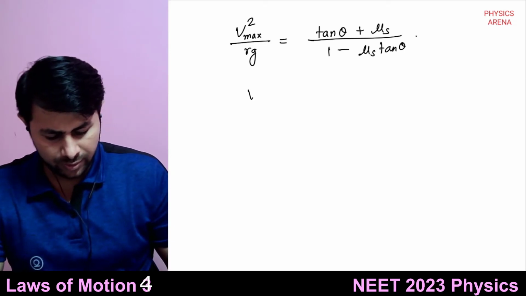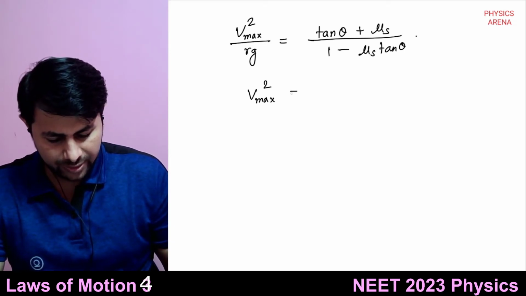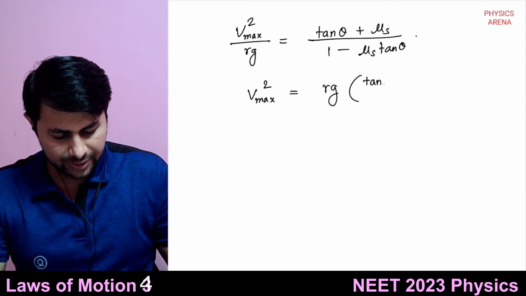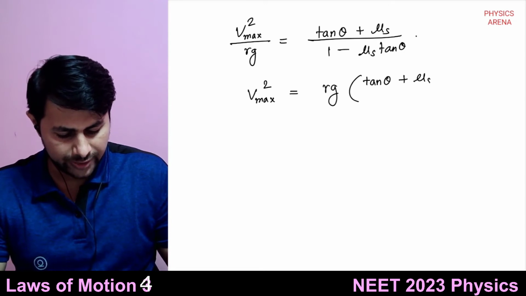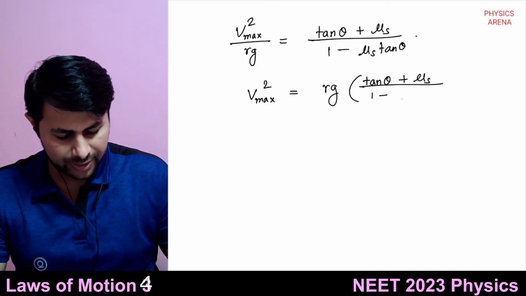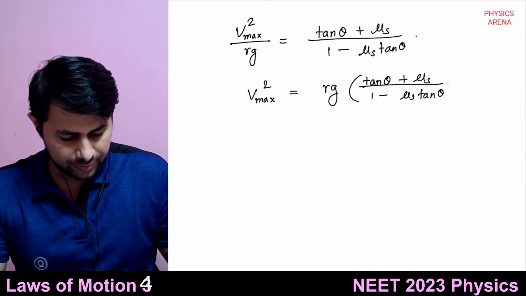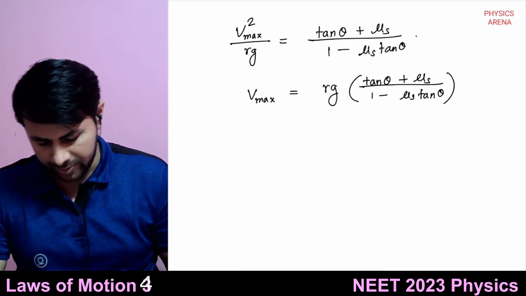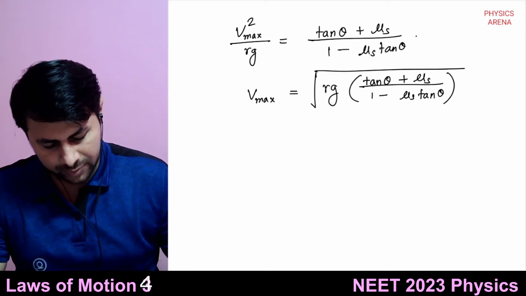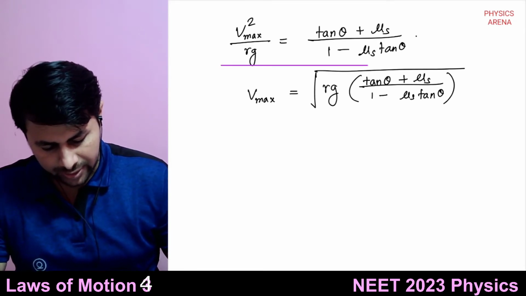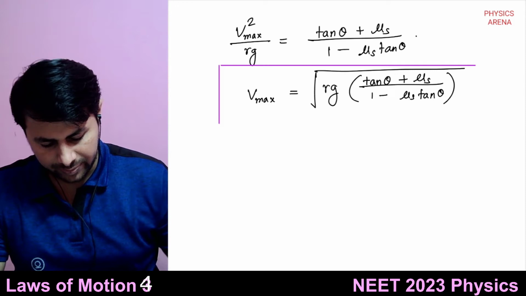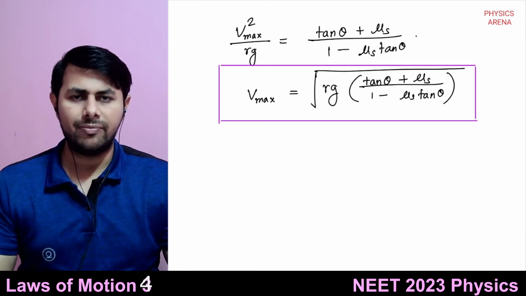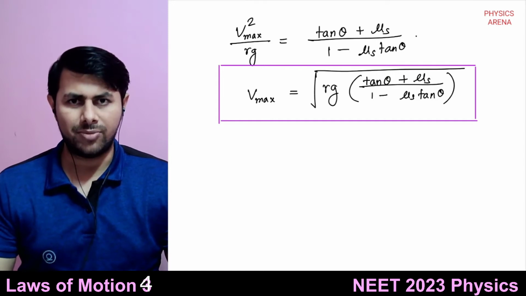And therefore v max square is rg multiplied by tan theta plus mu s divided by 1 minus mu s tan theta, and you want v max, so it is the square root of this thing. So this is the formula for the maximum safety speed along a curved banked road. This is the total formula.